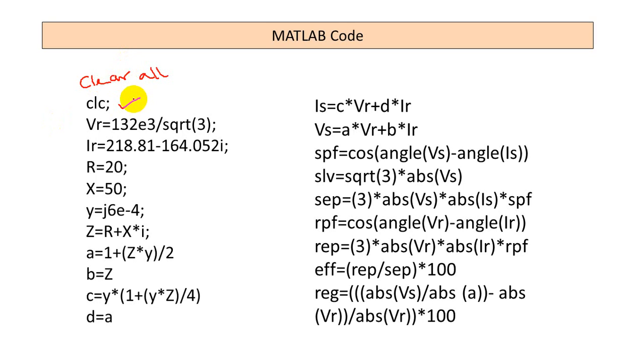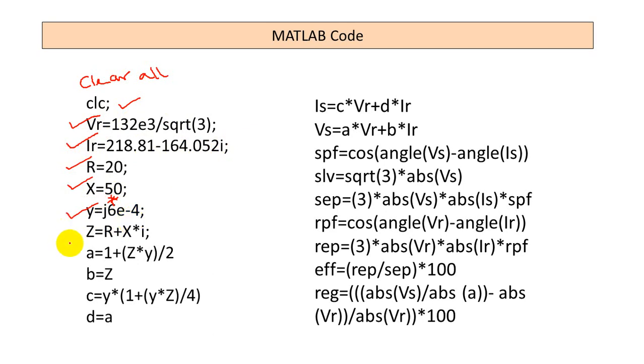The next one you are going to see is the receiving end voltage. What you have got is 132 into 10 to the power 3 divided by square root of 3. Whatever the receiving end voltage is, just change that particular value: whatever value is given in kV, divided by root 3. And the IR value you have calculated in complex form, you can give it here. Then R is 20, X is 50, and j is defined. This is how you have to give your j value.